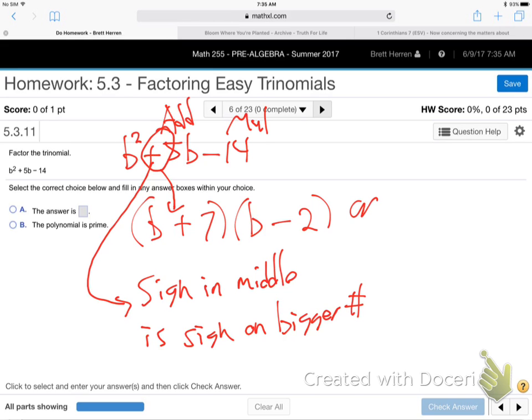You could have the b minus 2 come in first and then the b plus 7. That's fine. But the signs do matter. So wherever the 7 is, he's got to be the positive guy, and the 2's got to be the minus on that. Good. Questions on that?